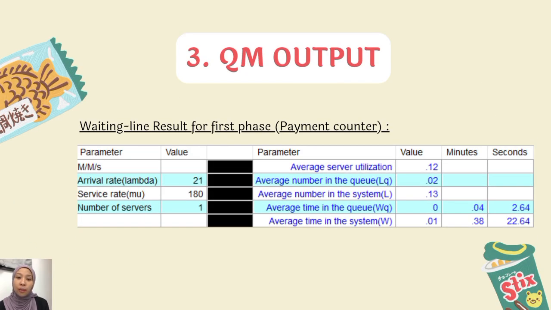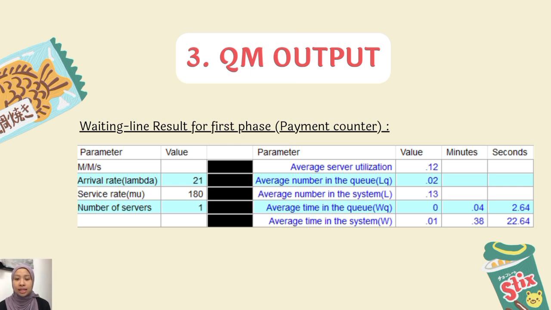On to the QM output for the payment counter. Here, we analyze the waiting line results. First, we have the arrival rate denoted as lambda, which is 21 customers per minute. This indicates the average number of customers arriving at the payment counter every minute. Next is the service rate denoted as mu, which is 180 customers per minute. This is the counter's efficiency in serving customers. There is only one server, meaning one payment counter available for this process.